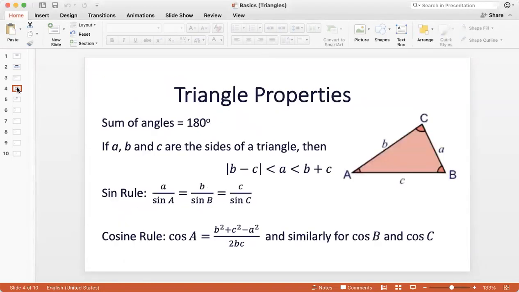Okay, now let's look at triangle properties. A triangle is basically a three-sided figure as shown here. The most important property that you would need is that the sum of angles of a triangle is 180 degrees.